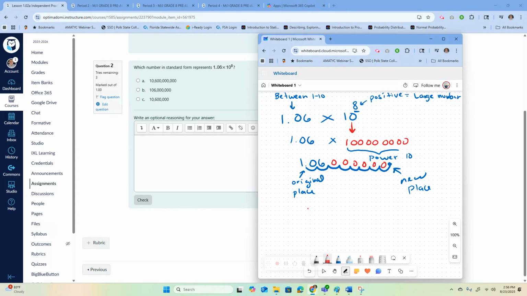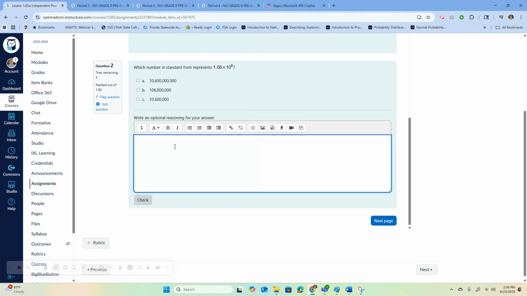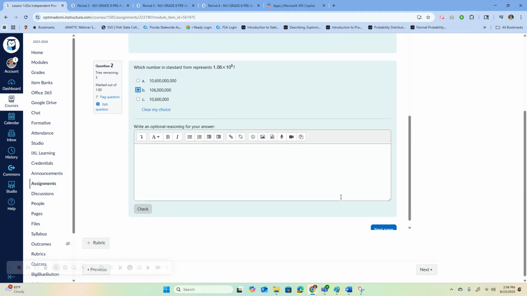Now remember, the original decimal point is no longer there. So my new number is 106, followed by 6 zeros, which basically means that I'm working with 106 million. So this is the large number that was represented by the scientific notation. And that's what I'm going to choose here, 106 million, which is letter B. Okay, I hope that helps.